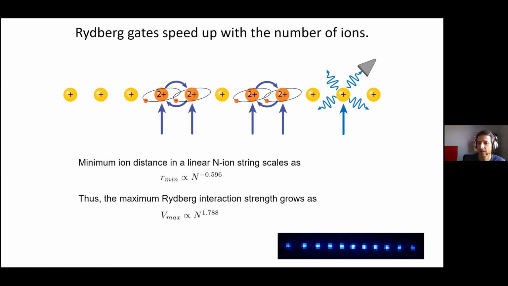Usually for motional gates, you need to control all the different modes of your ion crystal, and it gets more and more complicated to operate fast gates if you put more ions in the crystal. For us, we can operate such a Rydberg interaction gate between any two neighboring ions in an ion string. And since the distance between these ions actually gets smaller the more ions you put inside, because they're compressed by the outer ions pushing the inner ions together by Coulomb forces, the interaction gets faster. And the gate gets faster the more ions you put into the trap.